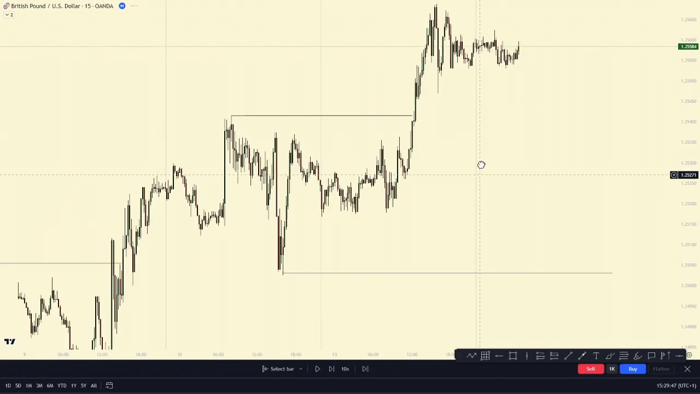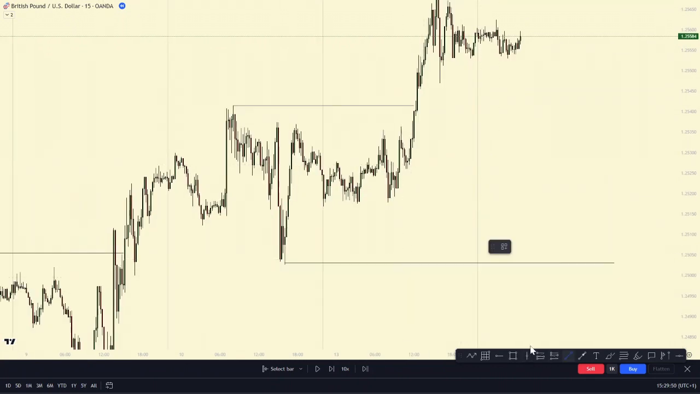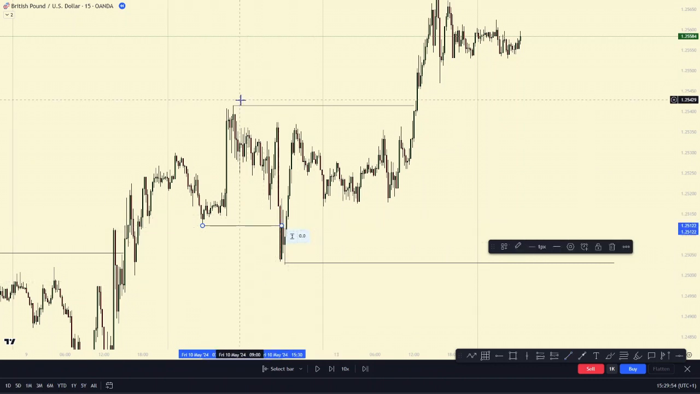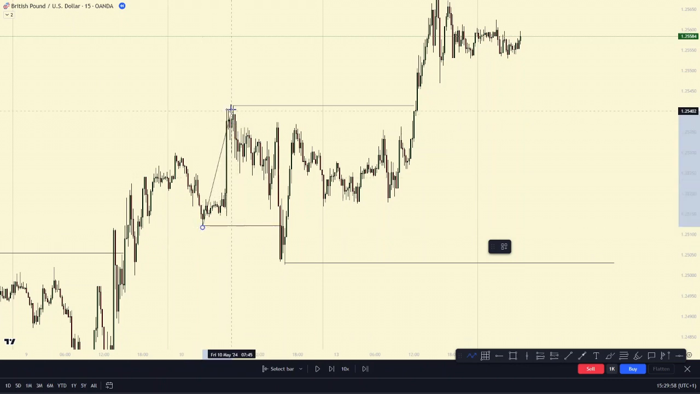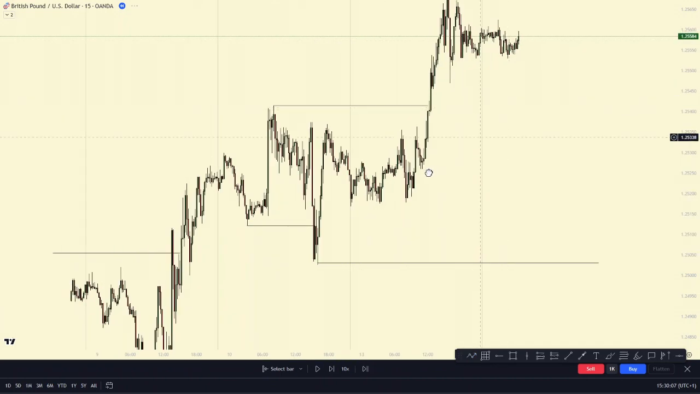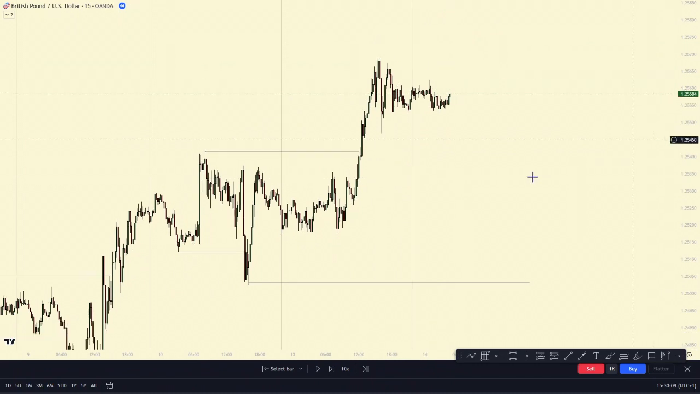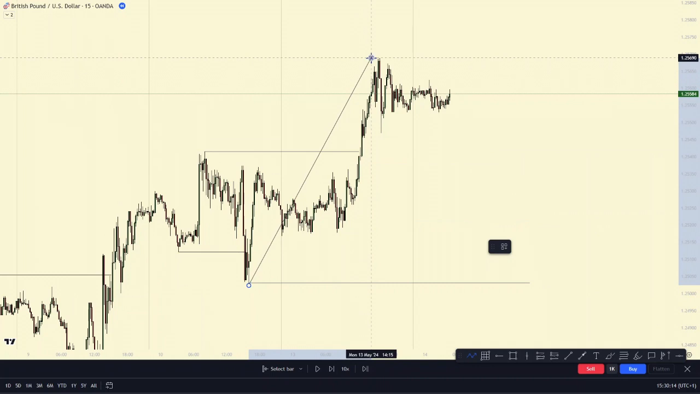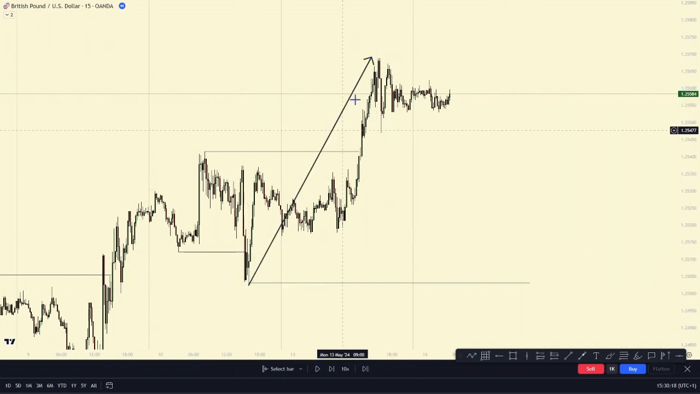I saw my setup. I saw this sweep of low at this point. Price swept liquidity first before it broke market structure. We have this low, it created this high, price raided the low, and it broke market structure. So this is a range, a big range to play with, from this low all the way to that high.